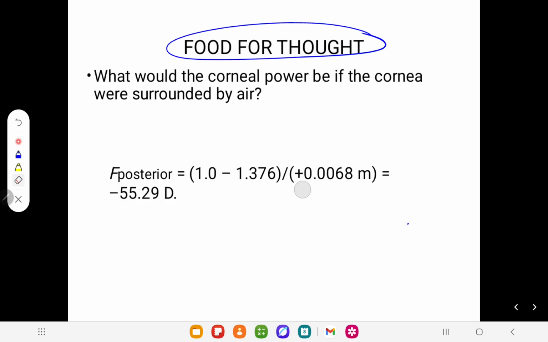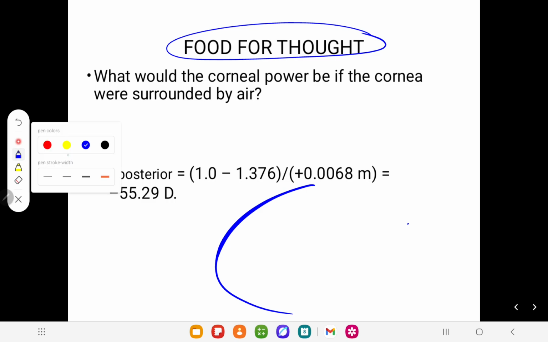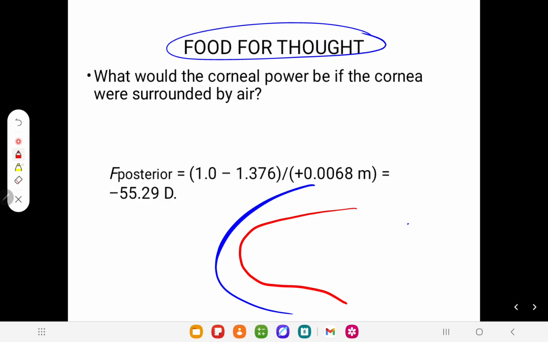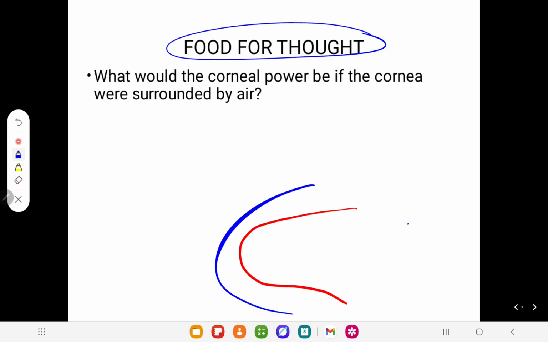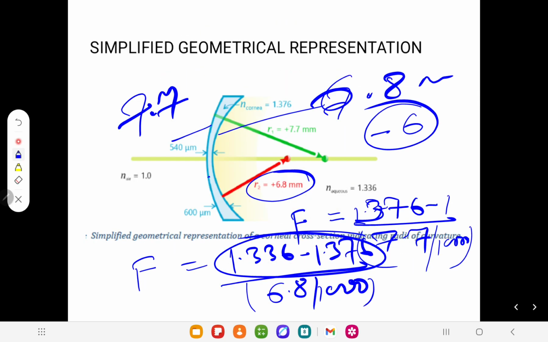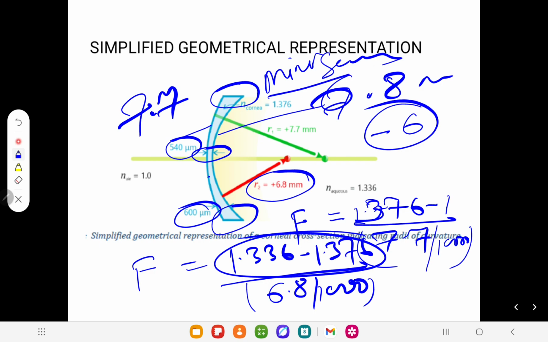So let's take an example. This is the front surface of the cornea, and this is the back surface of the cornea, isn't it? Let's take an example. Cornea, I'll show you here. This is the cornea, isn't it? Cornea has a thick periphery and thin center, isn't it? Center is 450 micrometer, periphery 6 micrometer, and it is a meniscus shape. Okay, it is a meniscus shape.